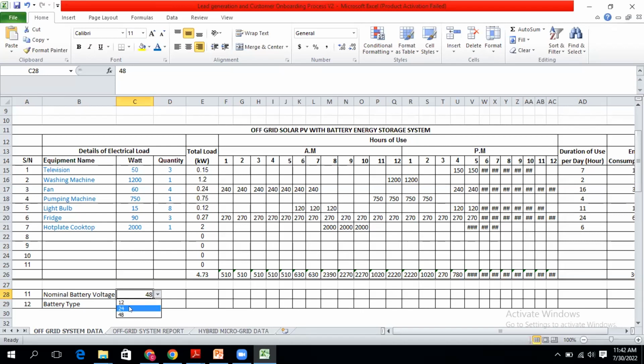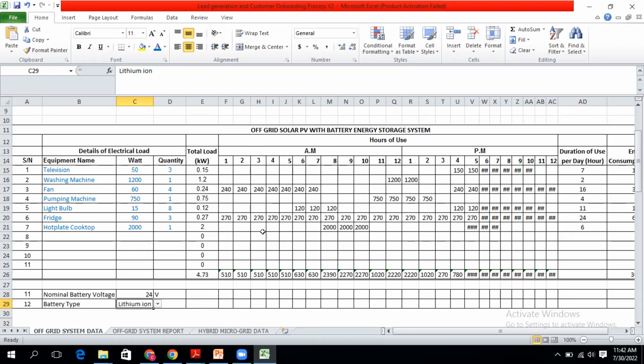Assuming we choose 24 volts for the inverter, let us come back here and select the battery technology that we want. Are we using lithium ion or lead acid? If you're using lithium ion, the characteristics are different from lead acid. So select the kind of battery technology you want to use. If we select lithium ion for this Excel sheet, that's all we need to do.